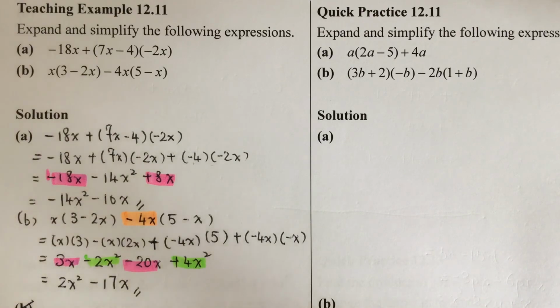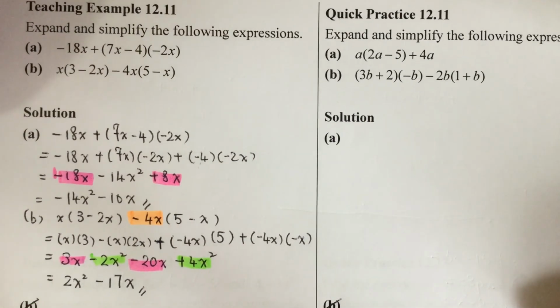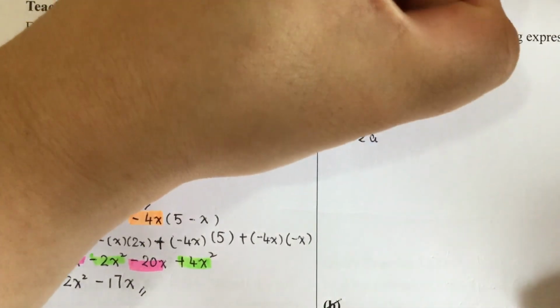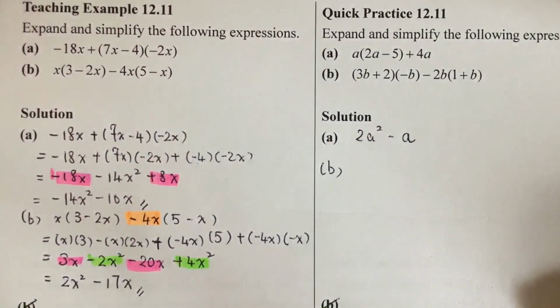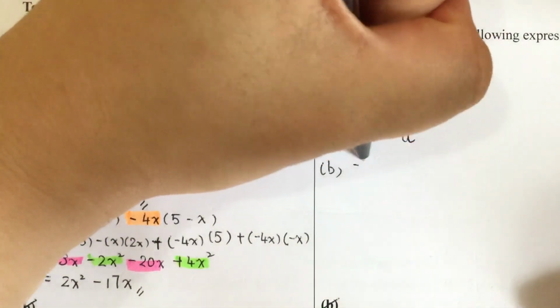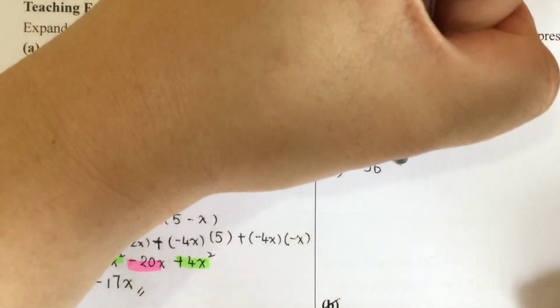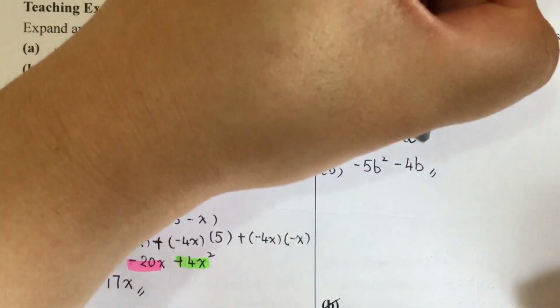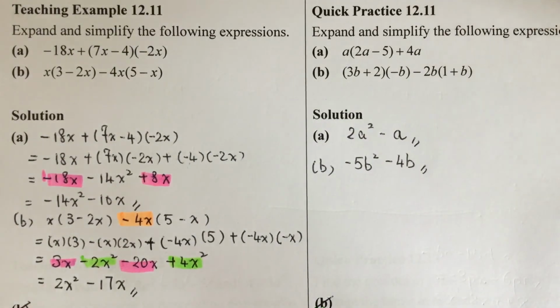Okay, now I will tell you the answer directly. So if you cannot finish, just pause the video now. Okay, now for part A, the answer of this one is 2a squared minus a. Okay, this is the final answer. For part B, you will see the answer will be negative 5b squared, and then the answer is negative 4b for part B. So this is the answer for the quick practice 12.11.